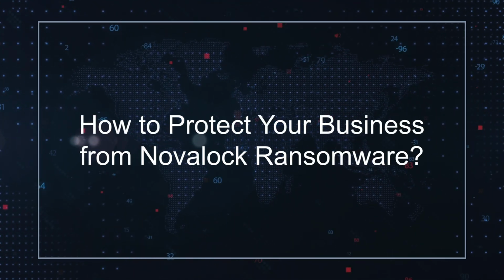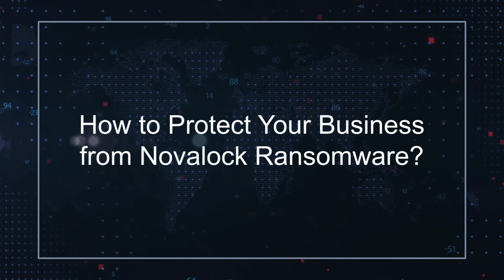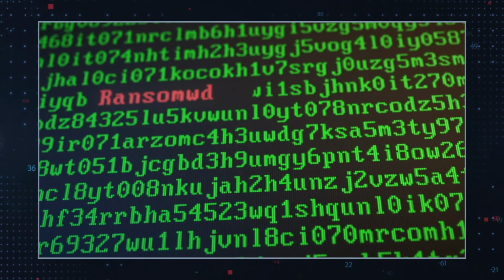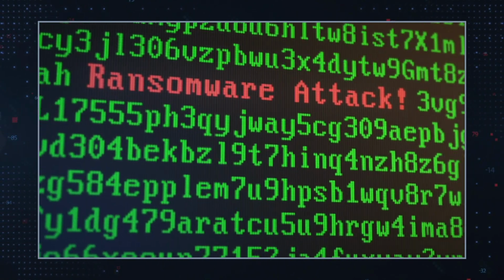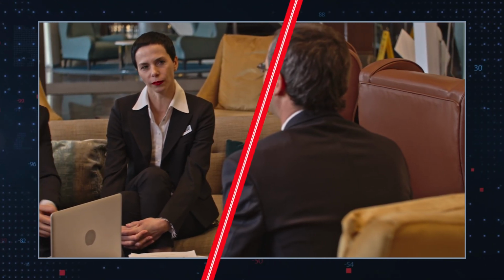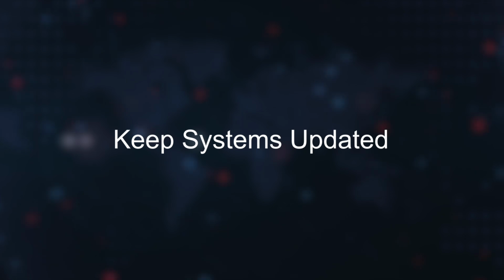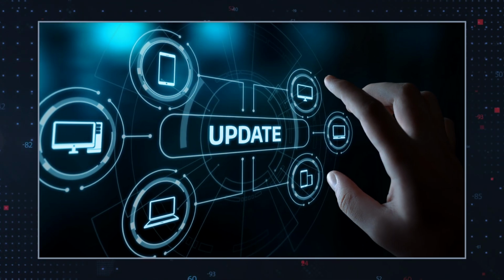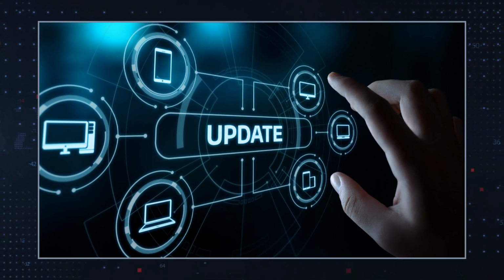How to protect your business from Novalock ransomware. Preventing ransomware infections like Novalock requires proactive measures and robust cybersecurity practices. Here are some key steps. Implement employee training: educate staff on recognizing phishing attempts and handling suspicious emails or attachments. Keep systems updated: regularly update operating systems, software, and security patches to close vulnerabilities.